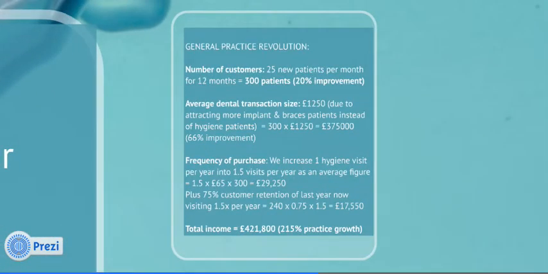But what if you went one step better? What if you got 25 new patients a month? So that's 20% improvement. So that's 300 in total. But you boosted the average transaction size due to attracting more implant and braces patients instead of just hygiene patients. That gives 300 times 1250, £375,000 increase. I mean, that's a 66% improvement.